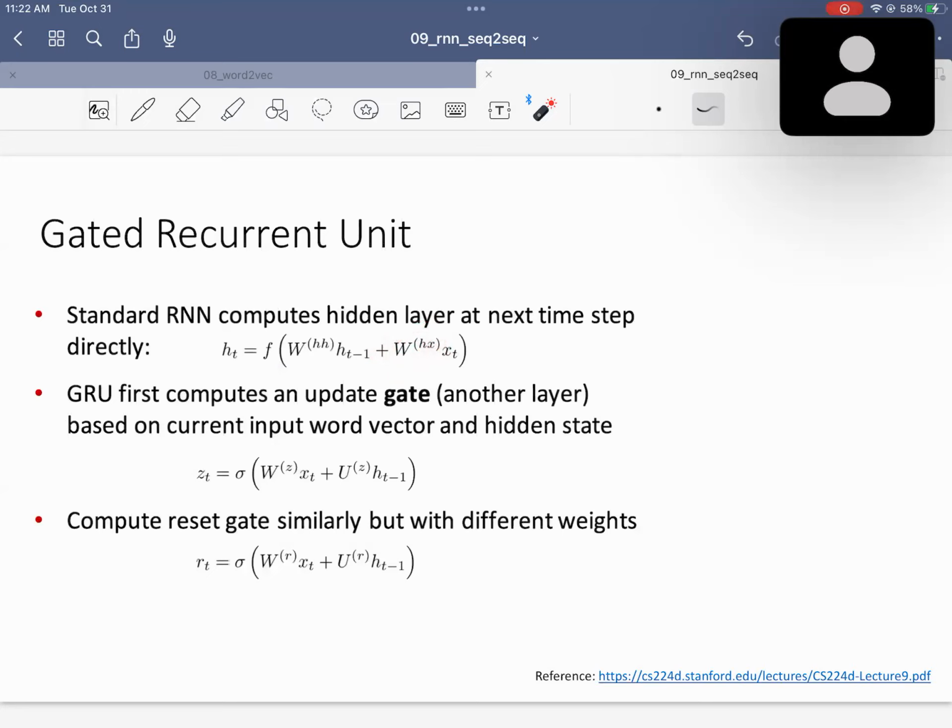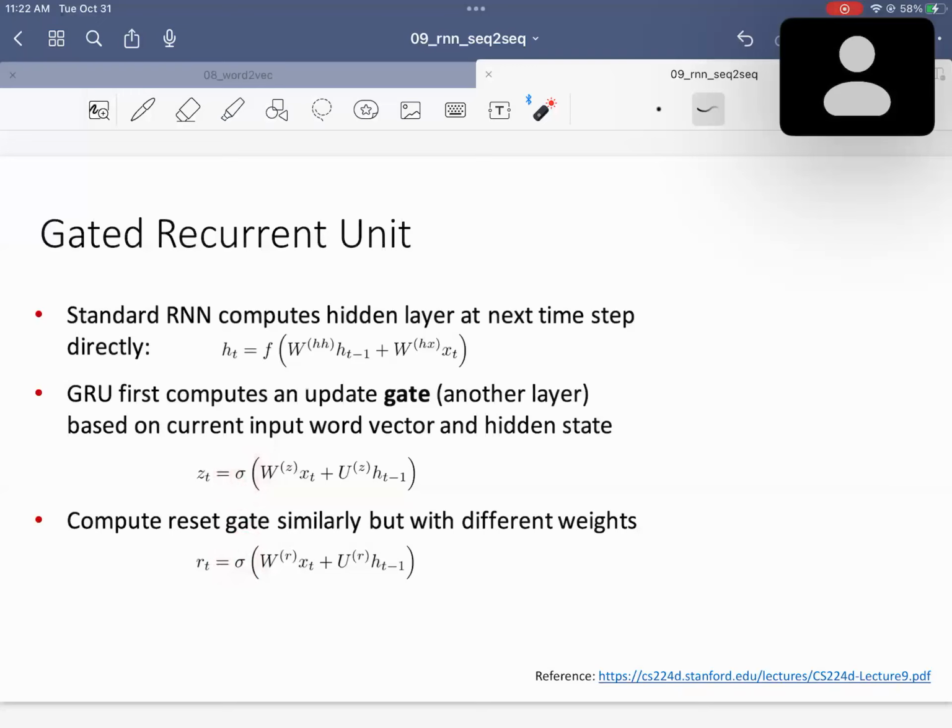Then the GRU uses an update gate and a reset gate, so it uses two gates. The update gate follows this equation. We denote the update gate as Z and the reset gate as R. There's W_z for the current input and U_z for the previous hidden layer, and W_r for the current input and U_r for the previous hidden layer. It's very parallel; they look exactly the same, just with different weights. This is W_z, U_z, and this is W_r, U_r.